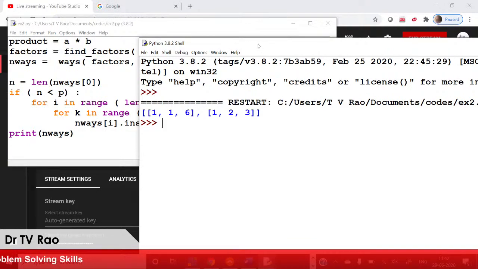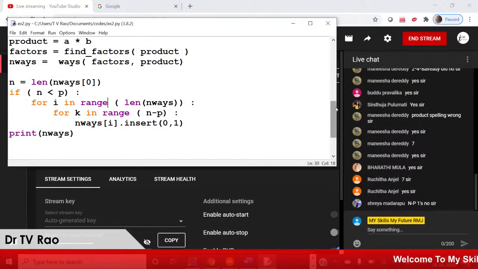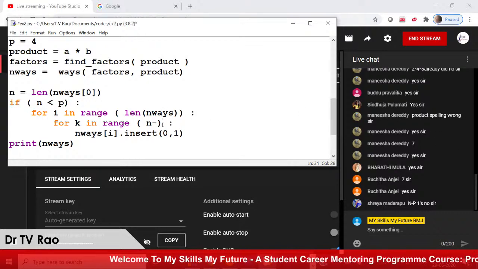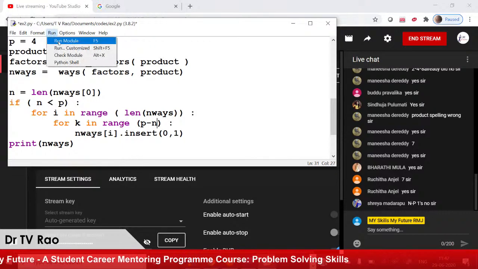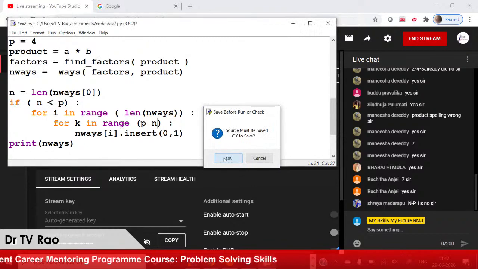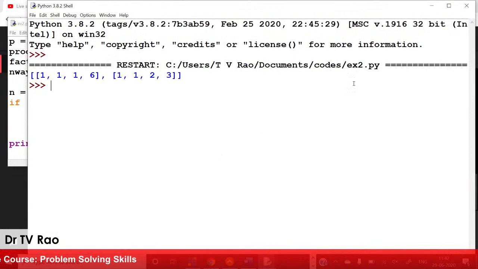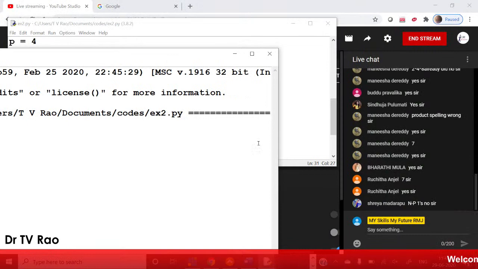This is 3, and what is p? p is 4. If n is less than p, this is not n minus p, this is p minus n. Okay. Is this clear?